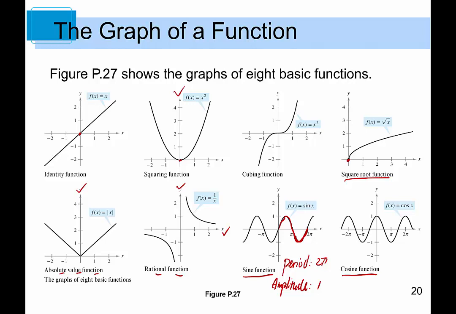So the period is also 2 pi, from 0 to 2 pi, for one particular period. So the period is 2 pi, and the amplitude is also 1. Okay, so that's the cosine function. And it appears in a cycle, right, for both the sine and cosine functions.